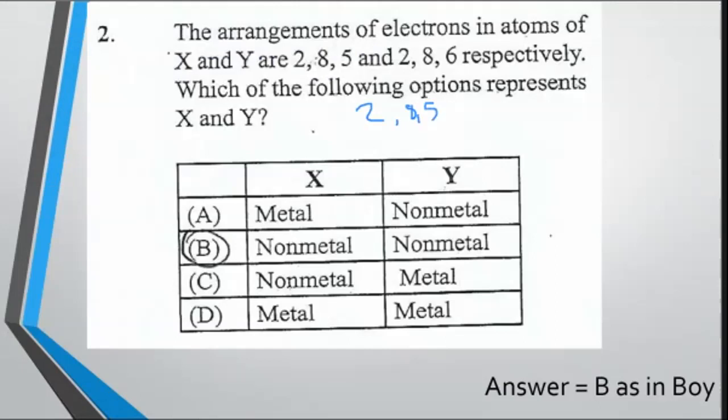So it has 5 electrons in the valence shell. And this last value is reflective of the valence shell. So X is most likely a non-metal.